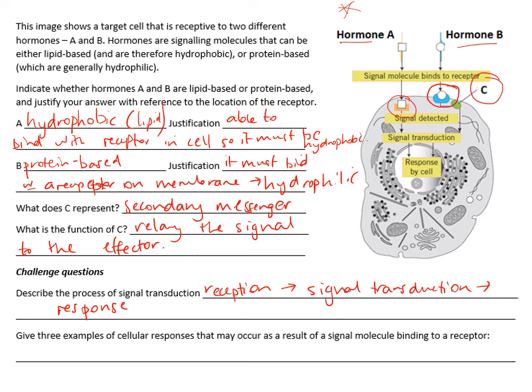And the final bit here, give 3 examples of cellular responses that might occur. So you could say gene expression. You could say, remember that insulin example, that channels open to allow molecules in. You could say enzymes are activated. Okay, all examples of responses that might occur as a result of signal reception.